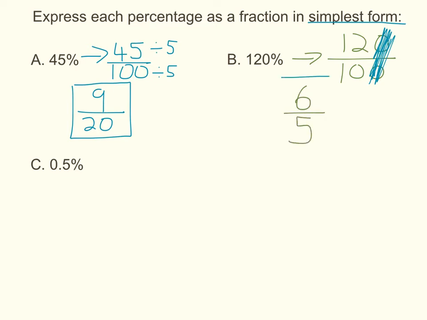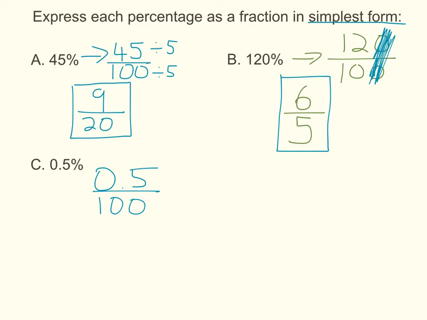And that is going to be 120% as a fraction in simplest form. What about this last one? 0.5% looks pretty tricky. Well, let's start by putting it over 100. 0.5 over 100 is 0.5%.